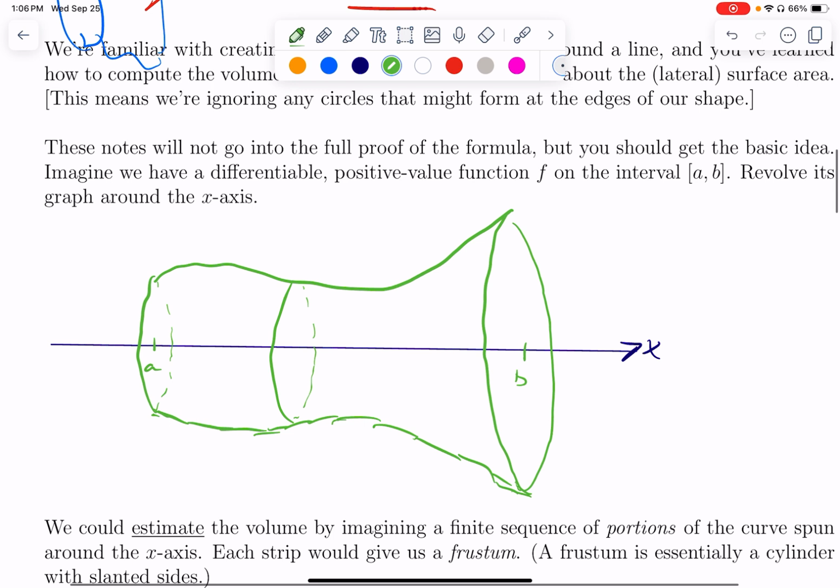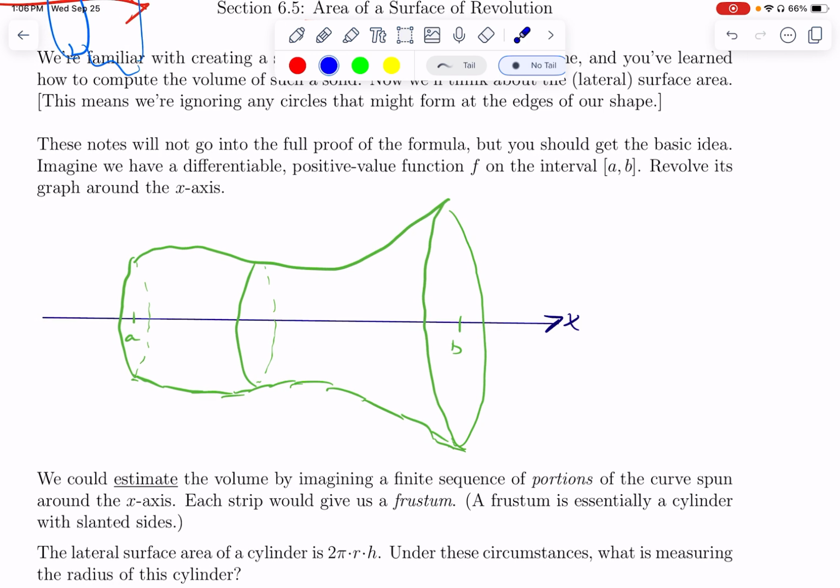So we want to know, what is the lateral surface area? What is the surface area of all this stuff? We're ignoring this disk at the edge and this disk at the edge, just the stuff around the sides, the stuff that's actually created by the green stuff. How do we find its surface area?